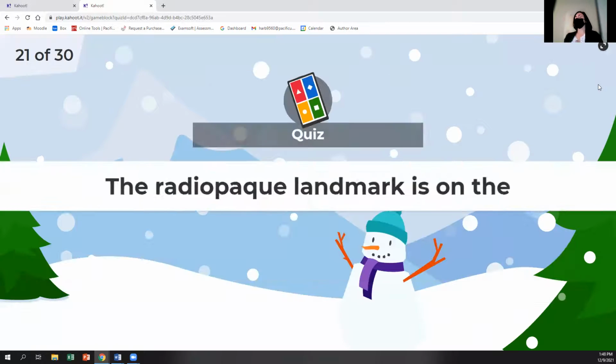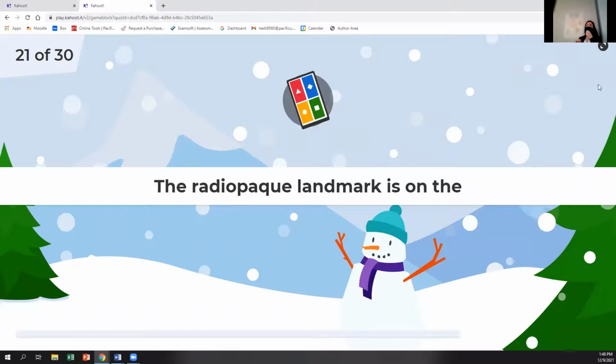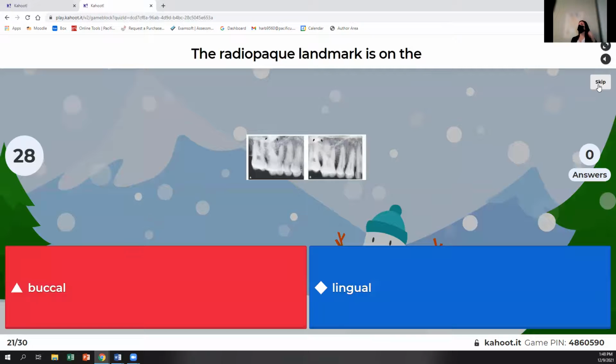Let me remember. Okay, radiopaque landmark is on, the radiopaque landmark is on the, oh my word, we're never gonna figure this out in 22 seconds. Where's the radiopaque landmark? Don't worry about answering it right. Let's just look at this together. Oh, that's true. Oh, you want me to give you the answer? I don't have it memorized.